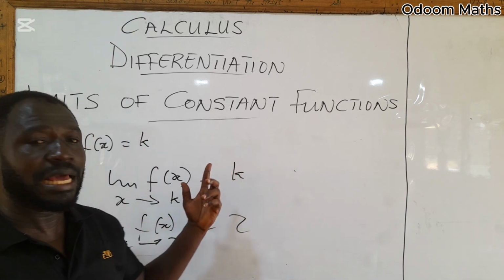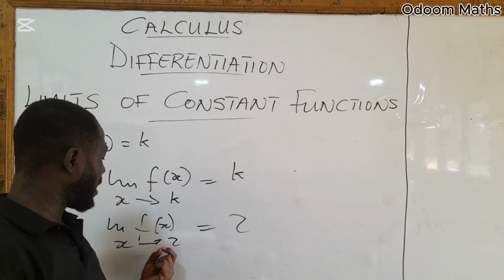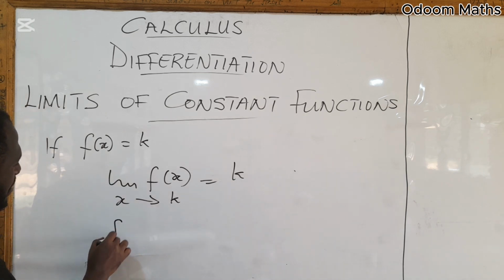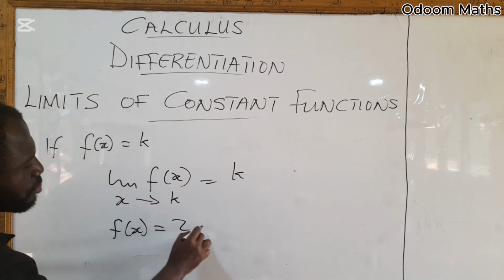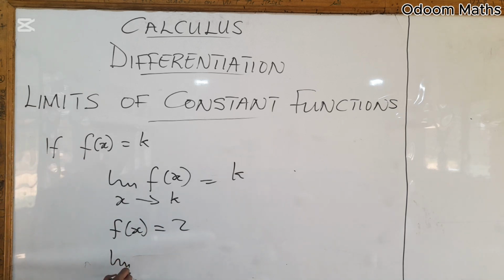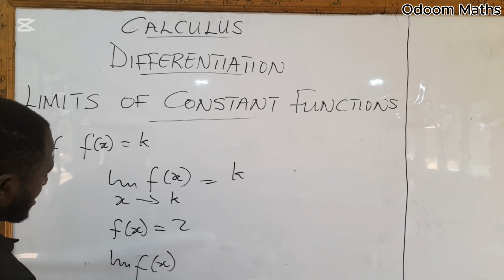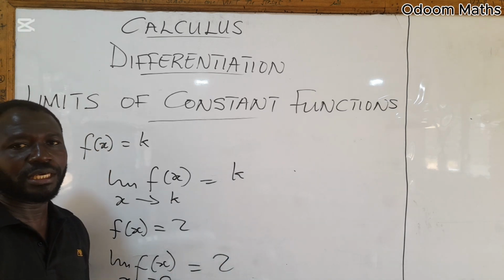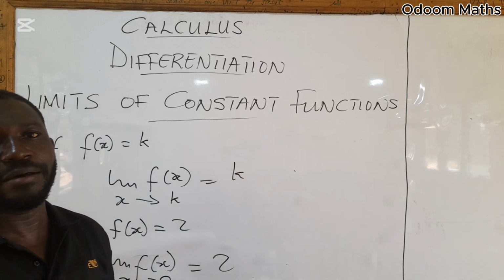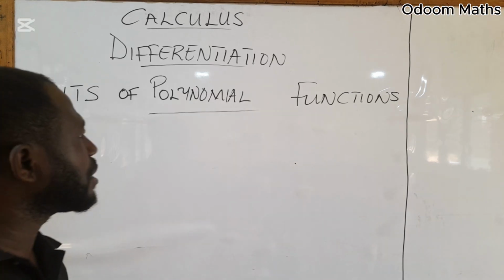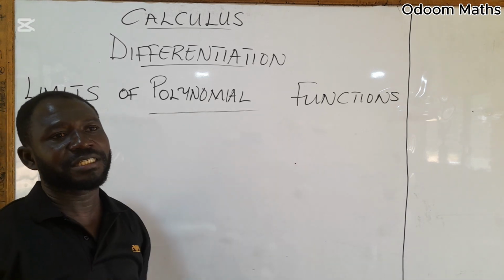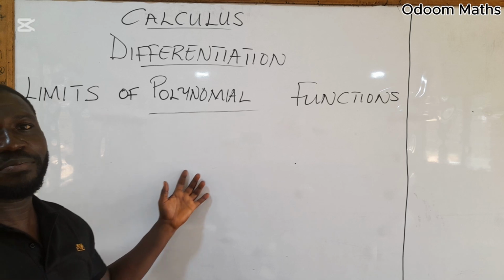So like I said earlier, we are just replacing x by a. So if f of x is equal to 2, then it means the limit of f of x as x approaches a is equal to 2. Okay, so let's look at the next function. So now let's look at limits of polynomial functions. And before that, let's define a polynomial function.